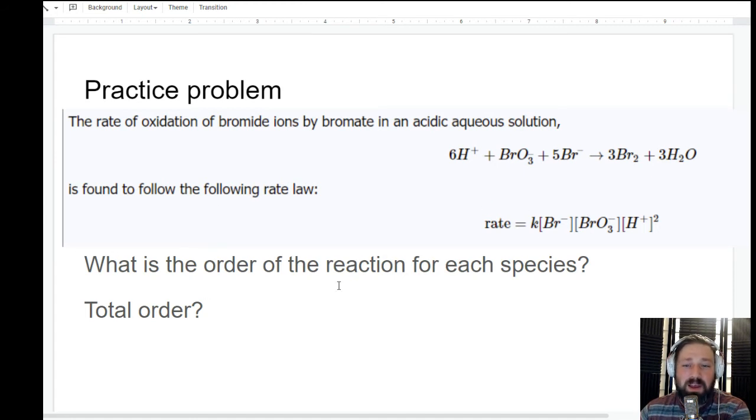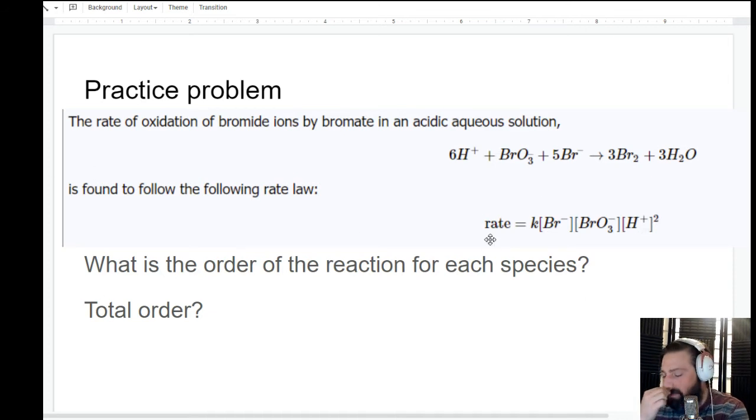So, again, what is the order of each of the reaction species? So this is going to be first order for bromide, first order for bromate, second order for the hydrogen ions. And the total order is going to be fourth order. 1, 2, 3, 4.